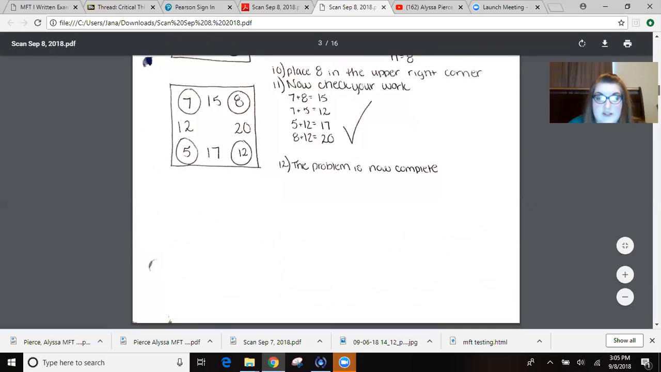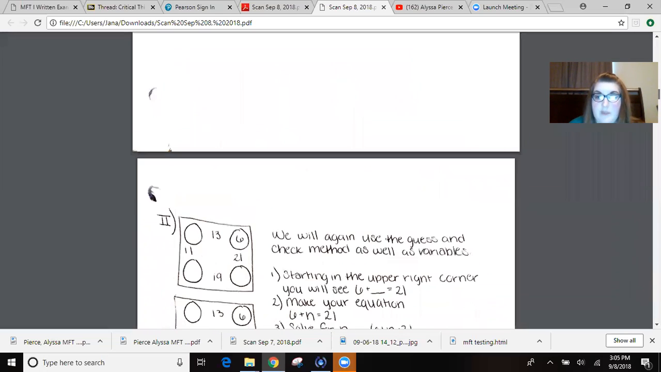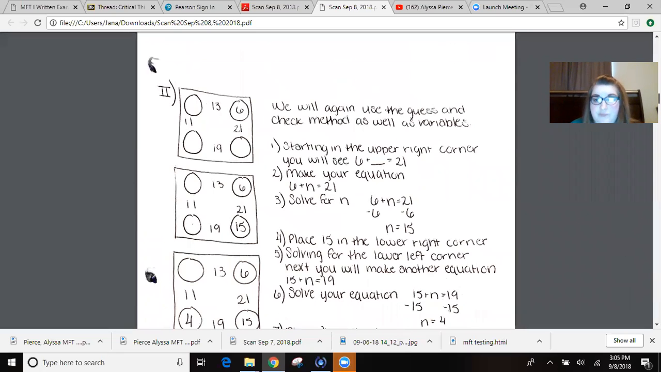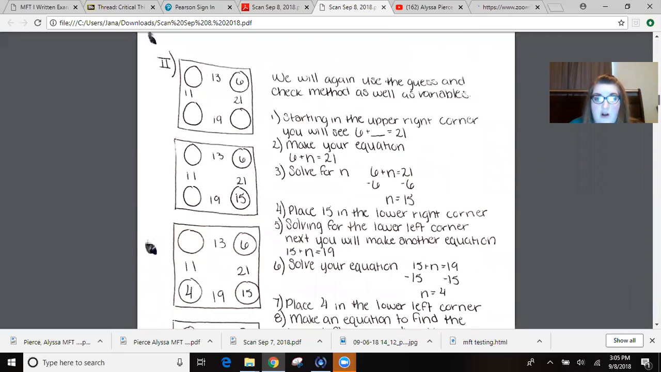So we can move on to this next one, which is solved the exact same way. We just use a variable n and solve for it to figure out all the missing circles. 6 is already filled in, so then you'll just solve for n with the second circle. 6 plus n would equal 21. Solving for n, you find it's 15.